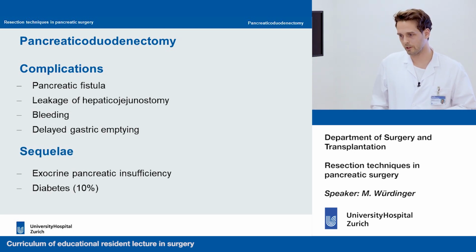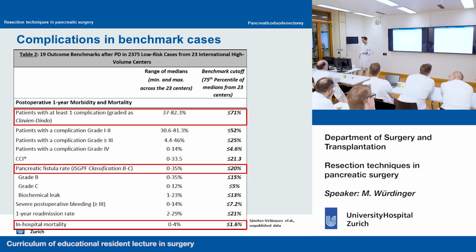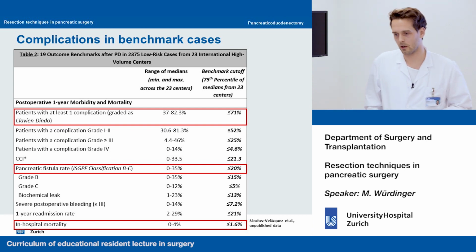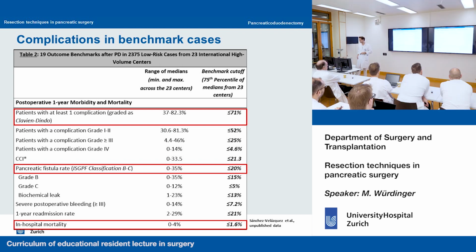So we have here the rates of the benchmark study of our department. What we can see is that even in benchmark cases, the morbidity rates are quite high, with about 2/3 of patients which have any complication. We have a fistula rate of about 20% in these patients, a bleeding risk of lower than 10%, and also this delayed gastric emptying is quite high with 1/3 of patients. Mortality is quite low nowadays with 1.6% in these cases.